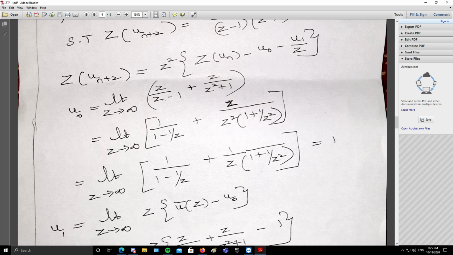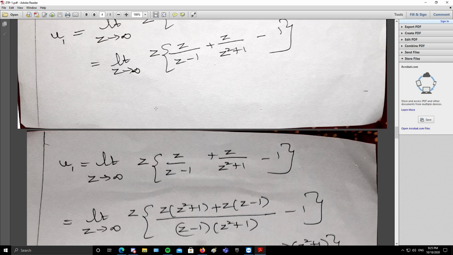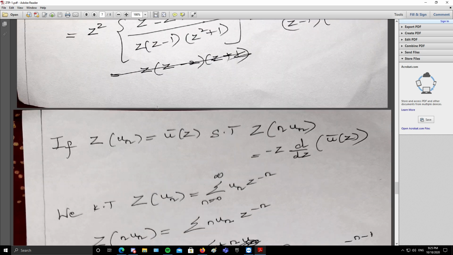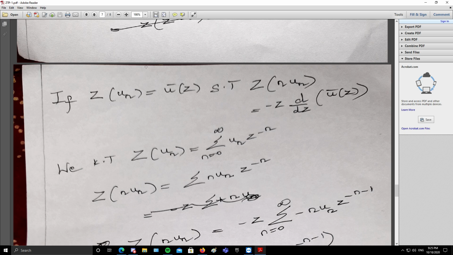So this is the problem. I have explained one problem for initial value property. Now I will take up one more problem from initial value property later. Now we have a problem.